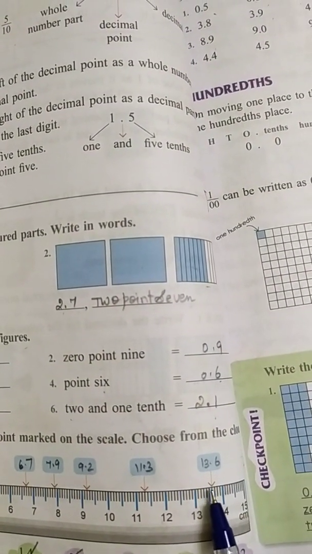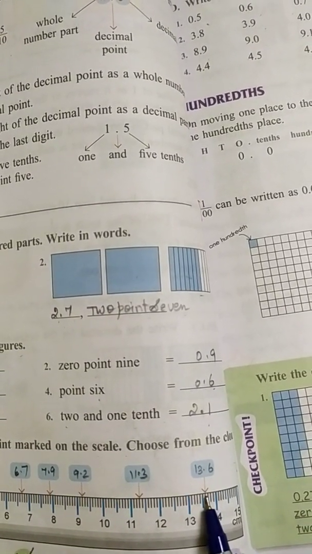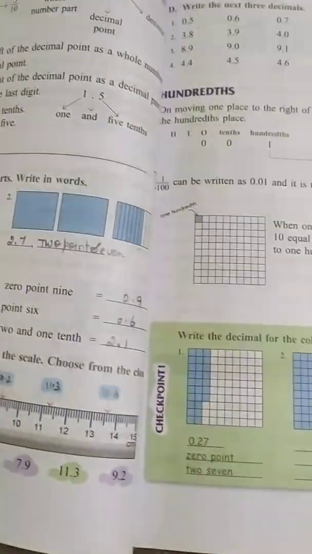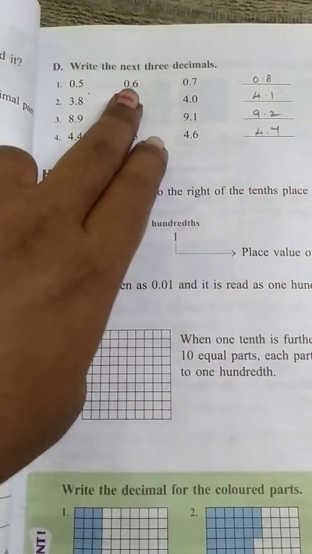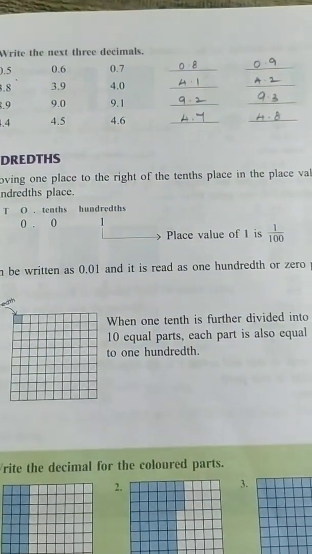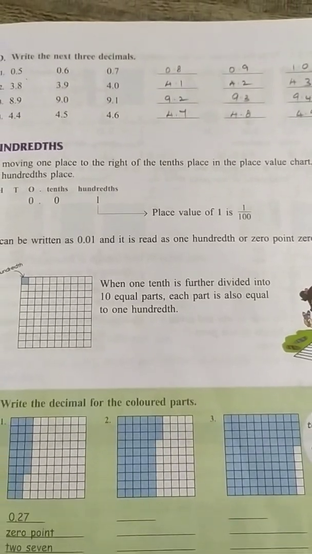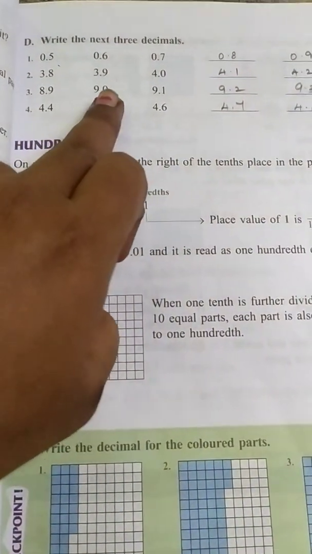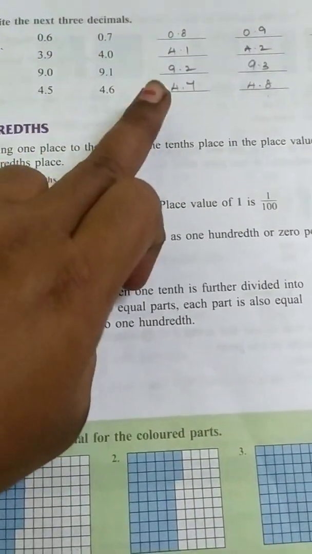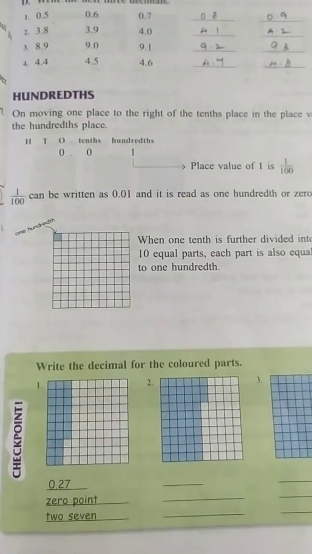1, 2, 3, smaller unit. In between, the middle one is a little bigger than the smaller one. So this is 13.6. Then write the next 3 decimals. 0.5, 0.6, 0.7. Next will be 0.8, 0.9, then 1.0. Then 1.1, 1.2, 1.3, it will go on. 3.8, 3.9, 4.0, 4.1, 4.2, 4.3. This is an easy problem.